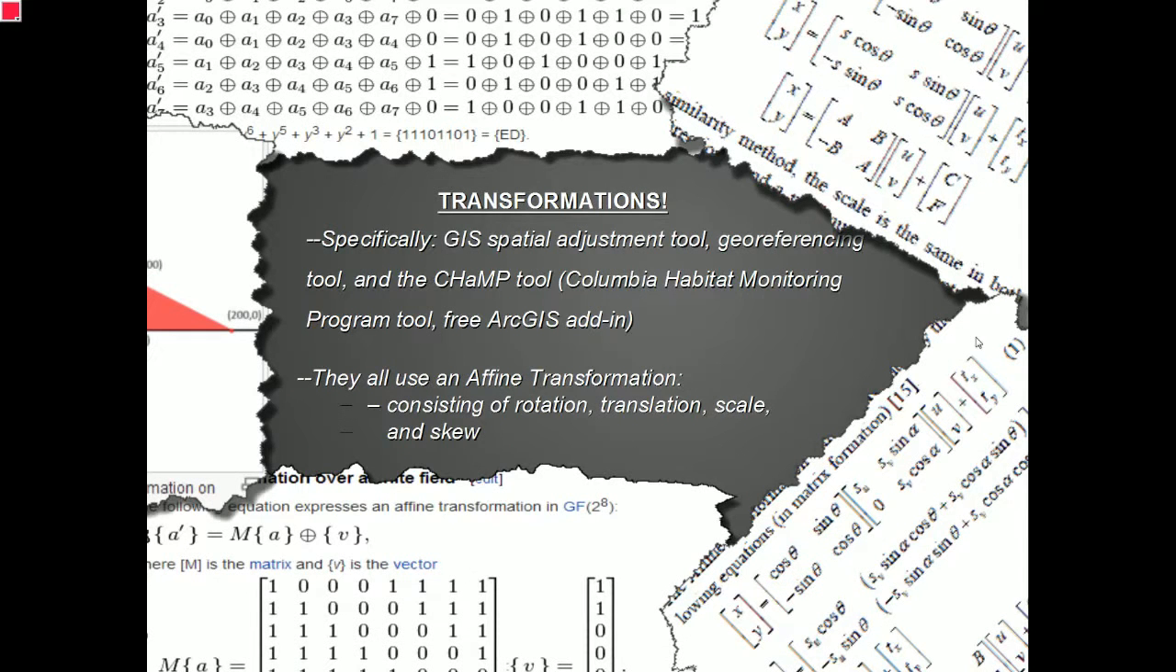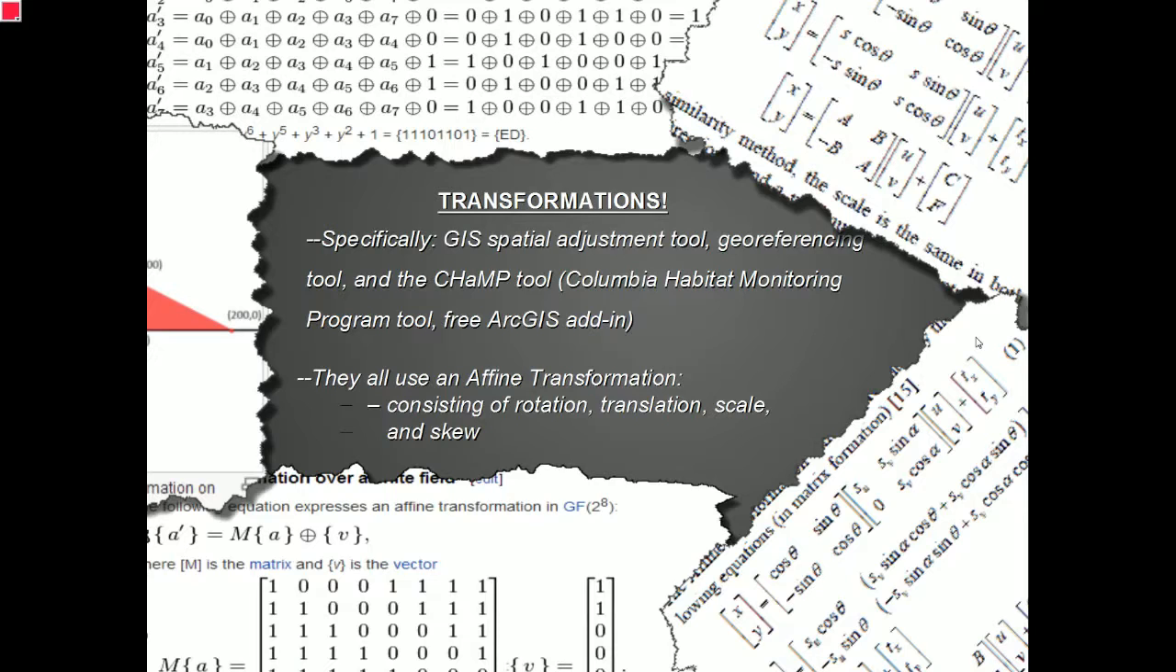Well, transformations, of course. I'm not going to go into the matrixy math and all that in-depth math behind these transformations. The article does a great job of explaining all that stuff. But we're going to specifically talk about the use of the GIS spatial adjustment tool, the georeferencing tool, and a free add-on called the CHAMP tool. Now, CHAMP stands for Columbia Habitat Monitoring Program. We'll go over that in a second.